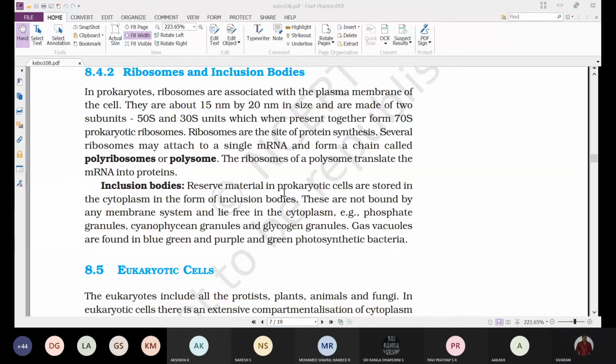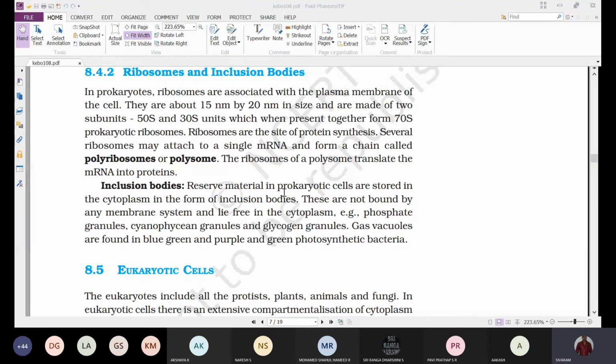The reserve food material is stored, and these are not bound by a membrane system and lie free in the cytoplasm. These inclusion bodies do not have any surrounding membrane, but are freely suspended in the cytoplasm of the cell. We'll find different types of reserve materials: phosphate stored in the form of phosphate granules, and cyanophycean granules, that is the pigment granules. And next, the glycogen granules, that is, carbohydrates are stored in the form of glycogen.